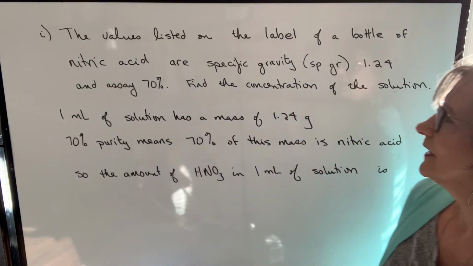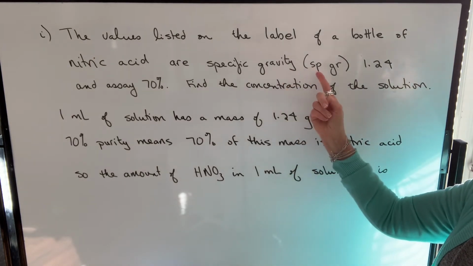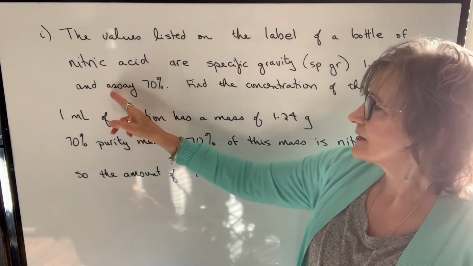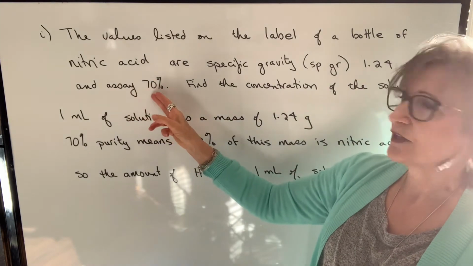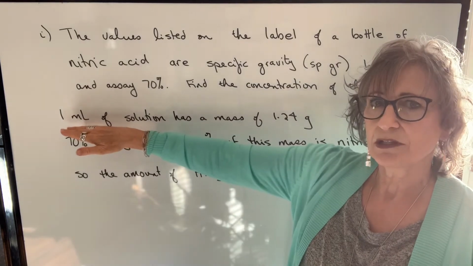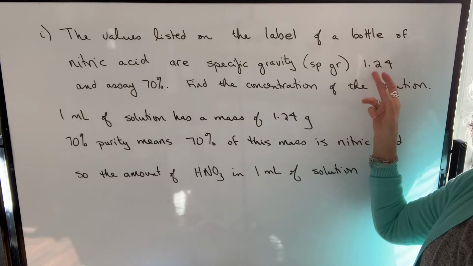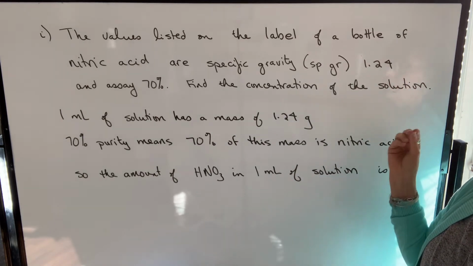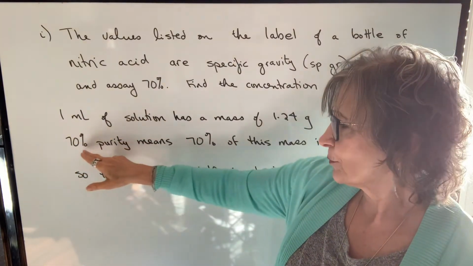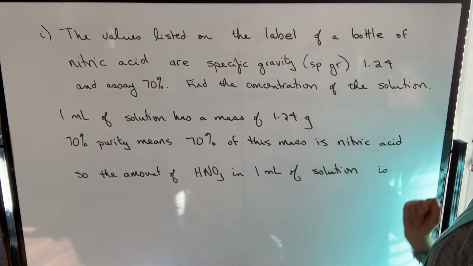Let's take a look. In this example, the values listed on the label of a bottle of nitric acid are a specific gravity, and you'll see SPGR as a symbol for that, 1.24, and assay, or percent purity, 70%. Find the concentration of the solution. So we know that 1 milliliter of the solution will have a mass of 1.24 grams because of the specific gravity. It's 1.24 times heavier than water. And an assay of 70%, or a purity of 70%, means that 70% of this mass is nitric acid.